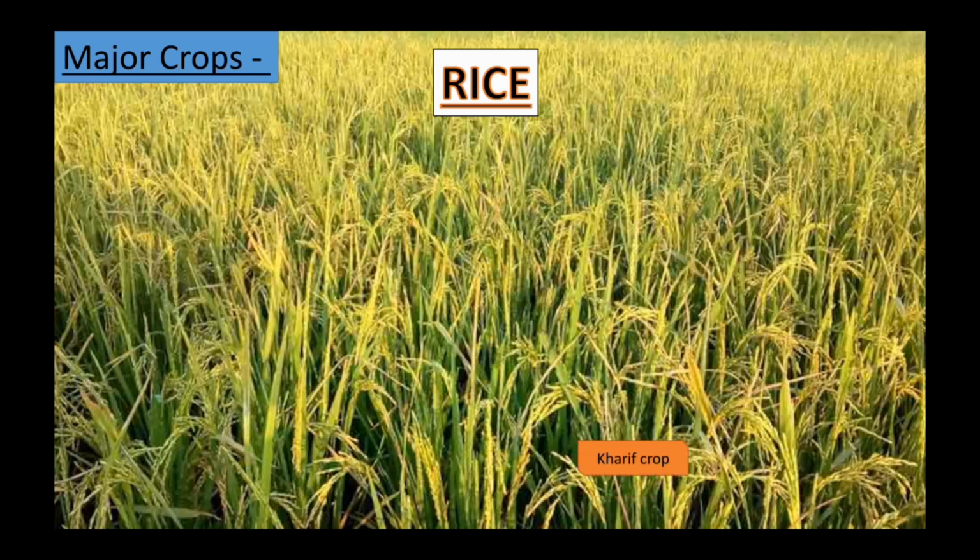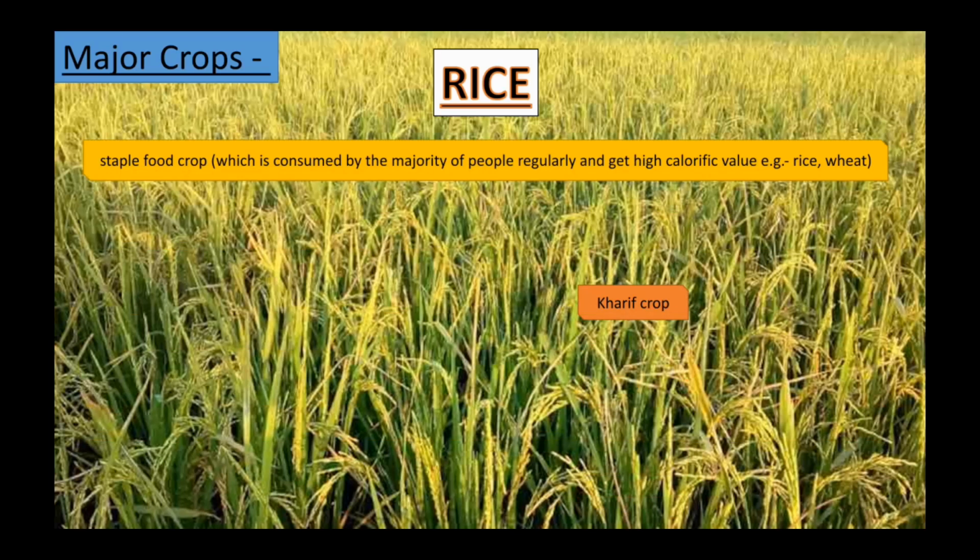It is a staple food crop of the country. What is staple? The food which is consumed by people regularly and has a high calorific value is called a staple food crop. Examples are rice and wheat. The majority of people depend on rice, isn't it? India is the second largest producer of rice in the world after China.